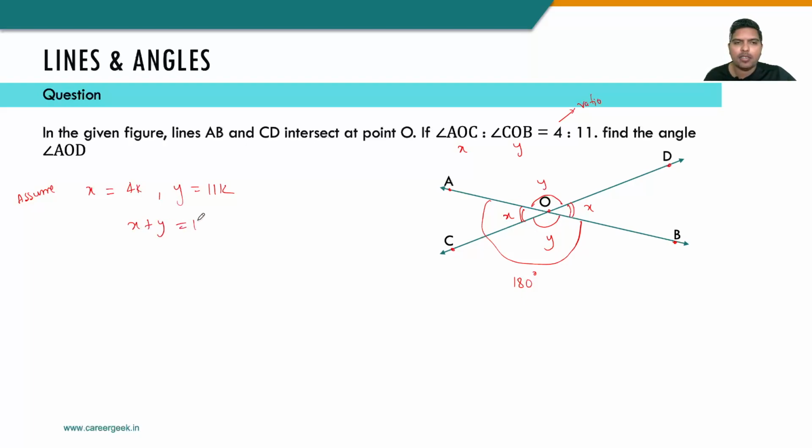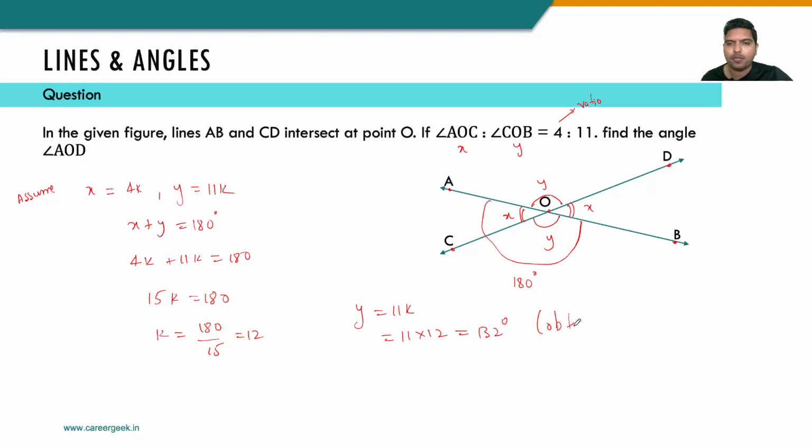X plus y is equal to 180 degrees. So 4k plus 11k is 180. So 15k is 180. So divide by 15. K is 12. So what do we need? We need AOD, which is y, which is 11k. 11 times 12 is 132 degrees. Obtuse angle. Okay, the applications, you have to learn all the formulas by heart and then application will come.